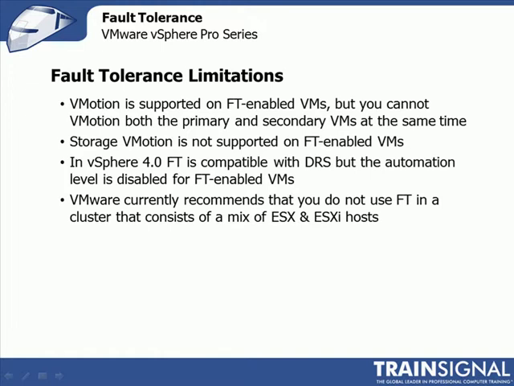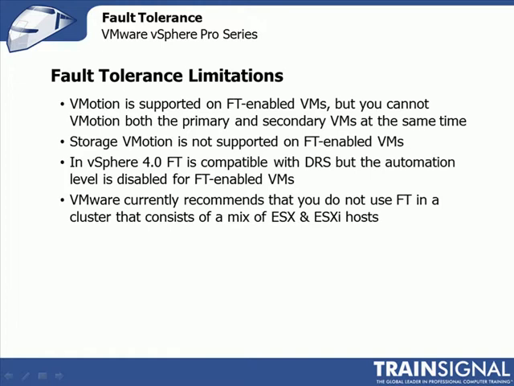In vSphere 4.0, fault tolerance is compatible with DRS, but the automation level was disabled for fault-tolerant enabled VMs. In the next release of vSphere, you can use fault tolerance with DRS when the Enhanced vMotion Compatibility feature is enabled. DRS will perform initial placement on fault-tolerant enabled VMs and also will include them in the cluster's load balancing calculations. If EVC in the cluster is disabled, the fault-tolerant enabled VMs are given the DRS automation level of disabled. When a primary VM is powered on, its secondary VM is automatically placed, and neither VM is moved for load balancing purposes.